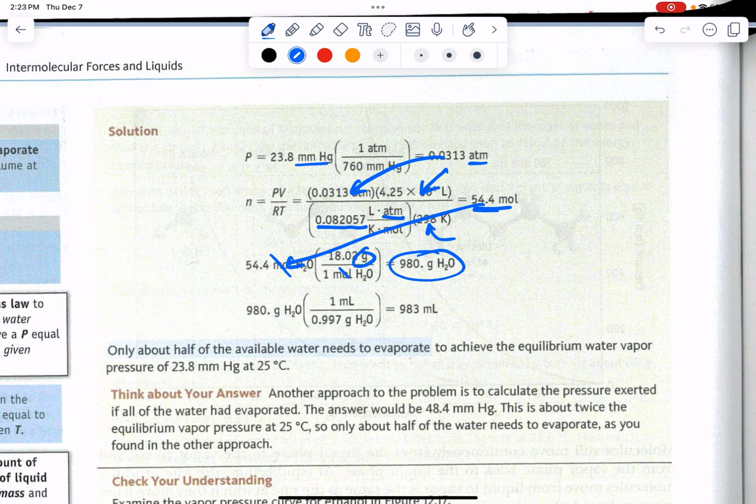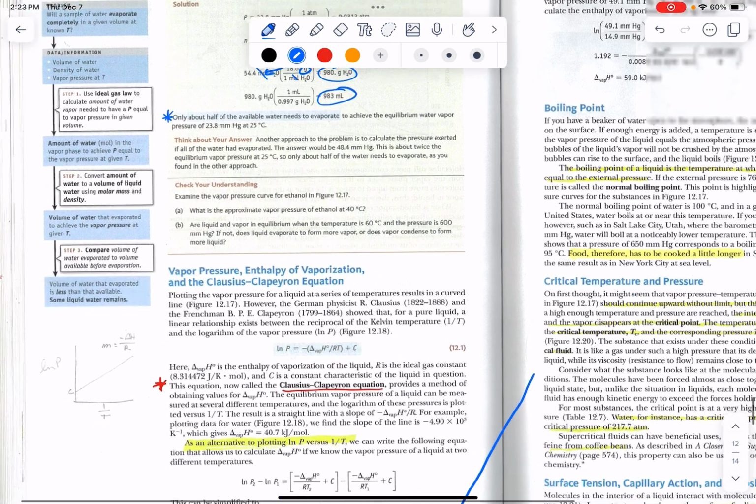And when you convert that many grams of water into milliliters, that's 983 milliliters of water. So basically, that's how much of your water would evaporate, which is only about half of the available water, so it would not all evaporate; the room reaches the equilibrium water vapor pressure first.